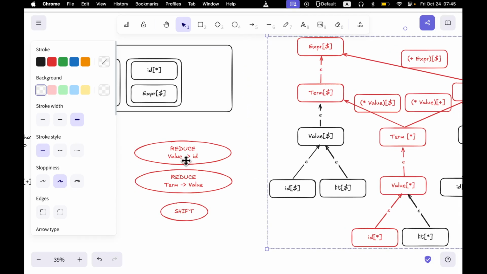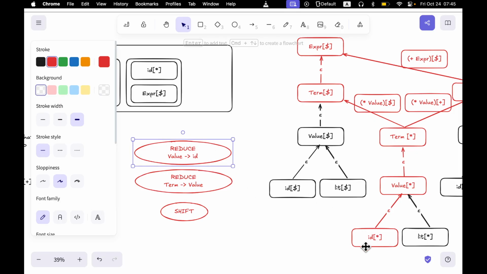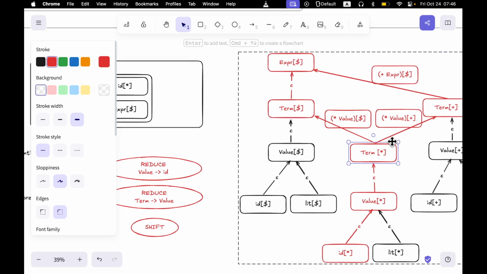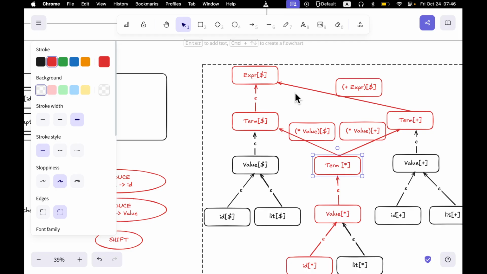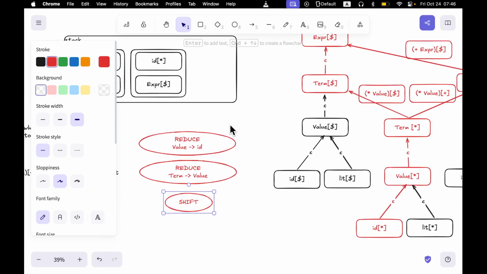So you reduce using this rule, value to ID, and then you reduce term. Okay, so if you reduce this, from the state ID star, you obtain value star. If you reduce using rule term produces value, given a value star state, you obtain a term star state. And then there are two paths, but both paths require you to shift. So the next action is shift, and then we have a new stack item.